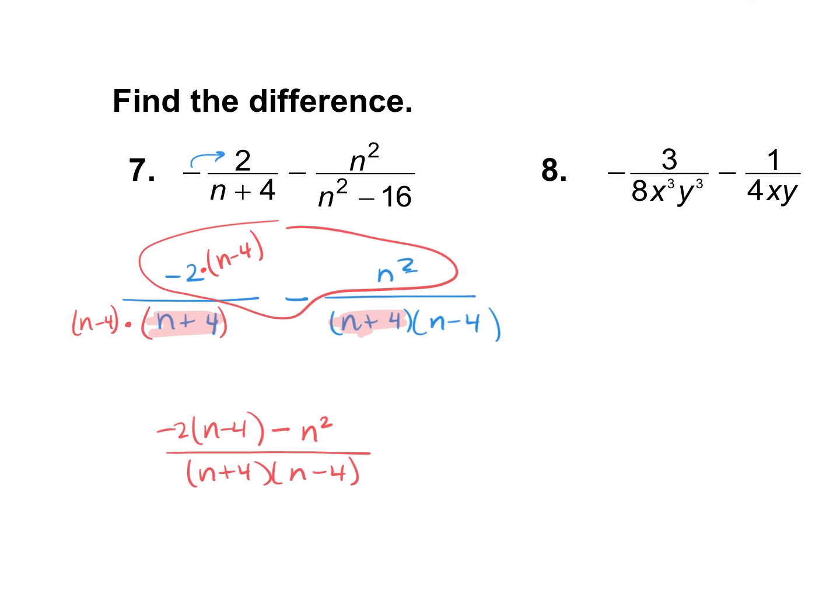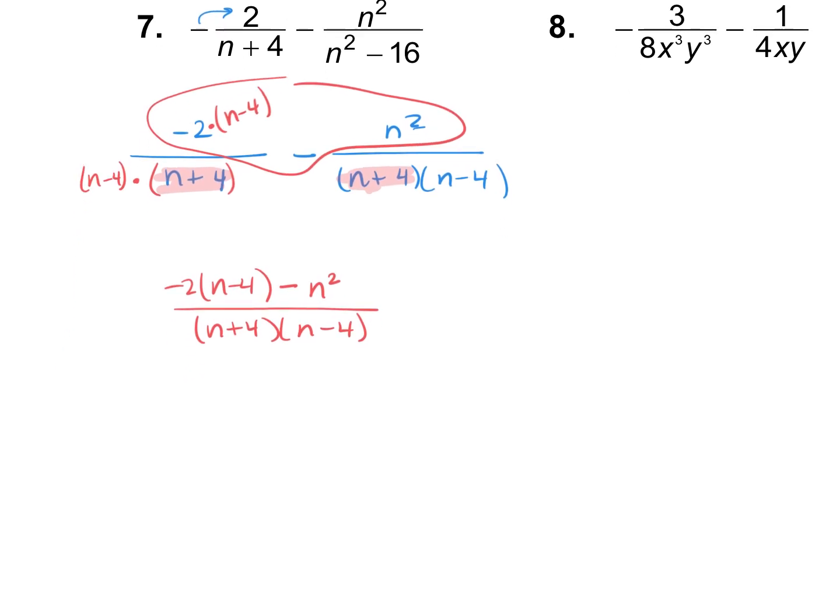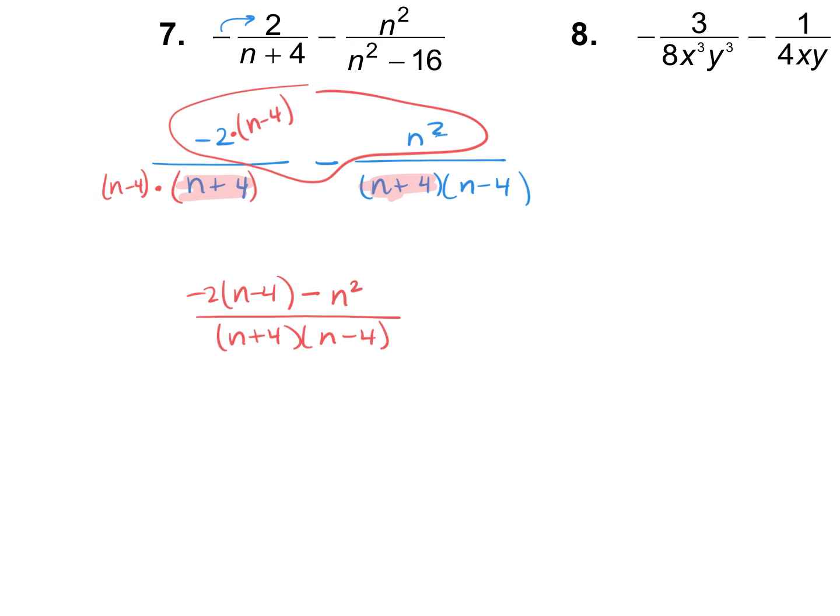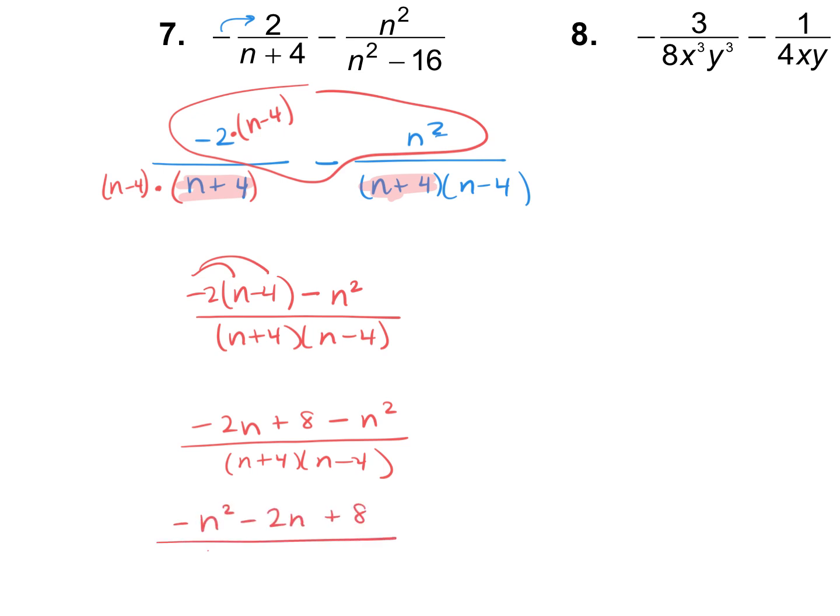So can we do any simplifying with that? Yep, we want to simplify the numerator. We're going to distribute that negative 2. So we have a negative 2n plus 8 minus an n squared, all over n plus 4, n minus 4. Let's keep working with that. This is out of order. I would like this term to go first: negative n squared minus 2n plus 8 all over n plus 4 times n minus 4.